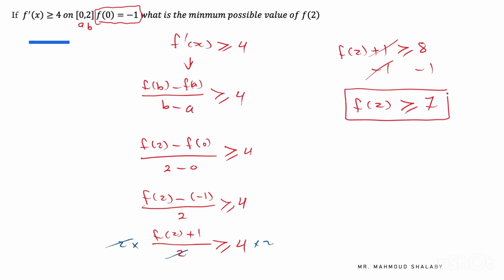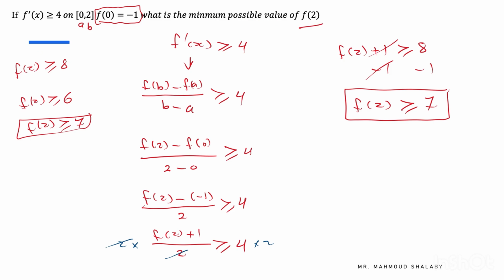Now this is the last inequality. So what will happen in this case, you will see choices like, let's say, f of 2 is greater than or equal to 8, f of 2 is greater than or equal to maybe 6, f of 2 is greater than or equal to 7, and so on. So I will choose this one. However, maybe he says what is the minimum possible value of f of 2.